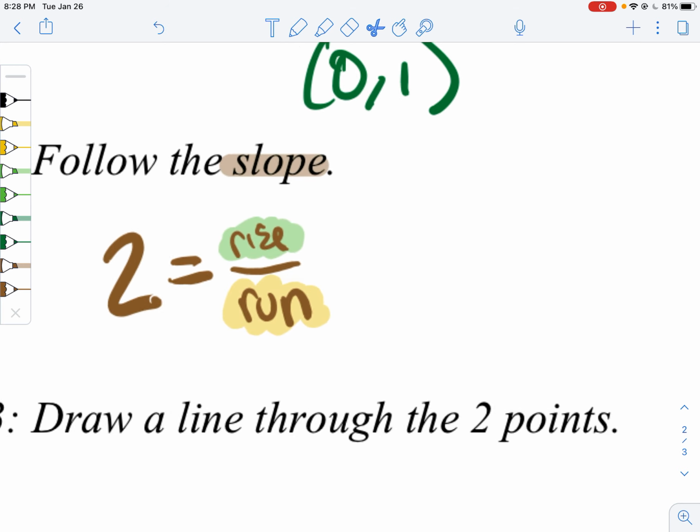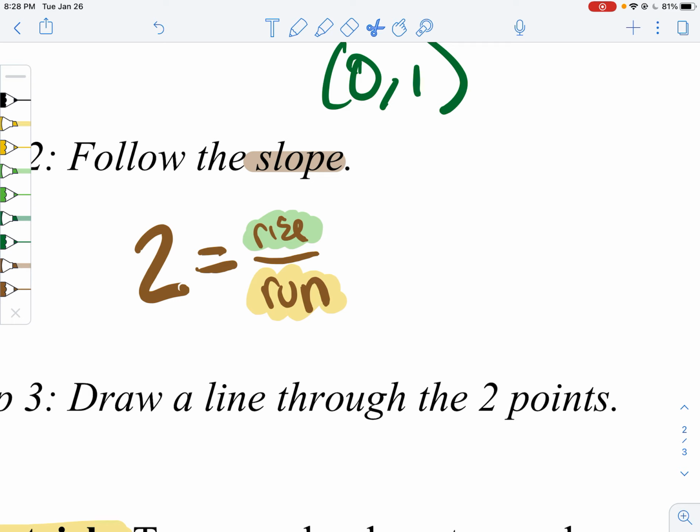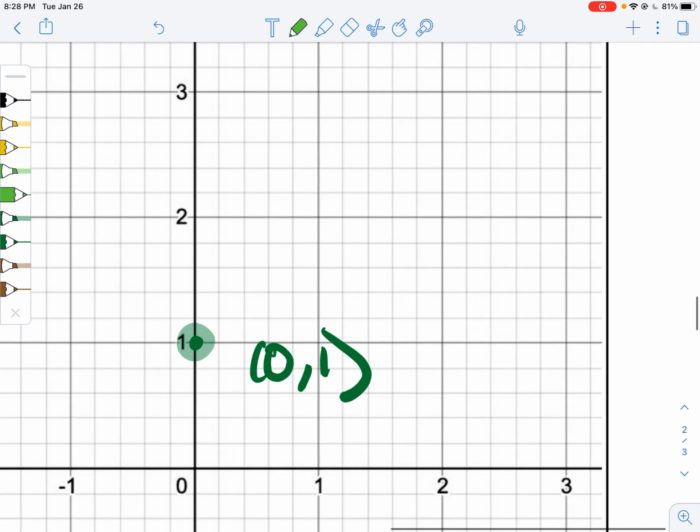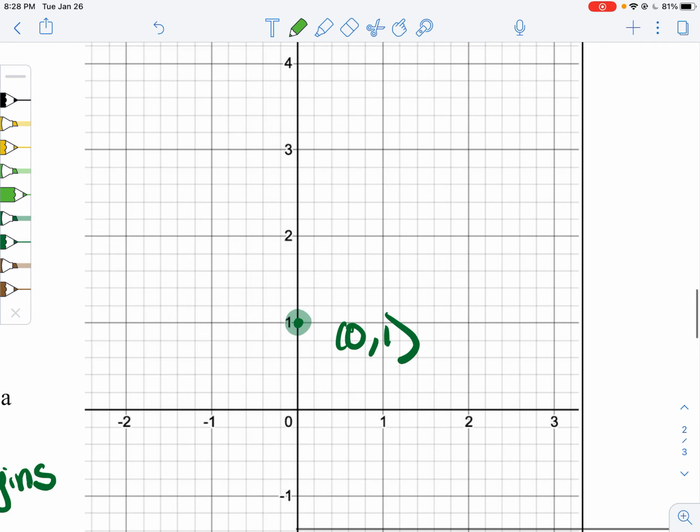Equals rise over run. So you can also say that that's the same thing as 2 over 1. So you go up 2 over 1, and that's exactly what we're going to do. We're going to go up 2, so from 1 up to 3. Up 2 over 1. Now you notice that that distance 2 lined up with the numbers on the graph.